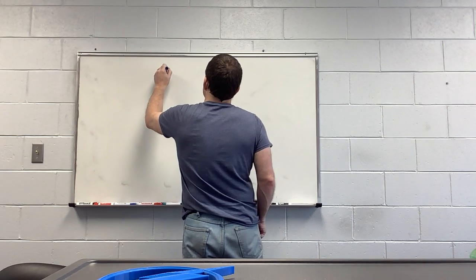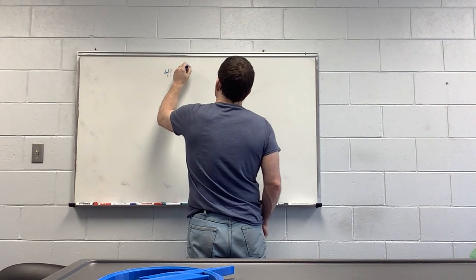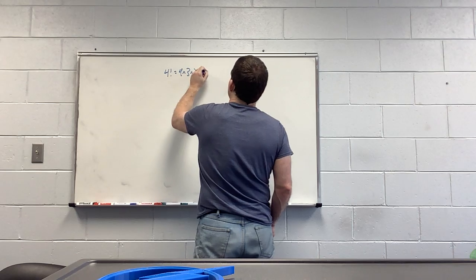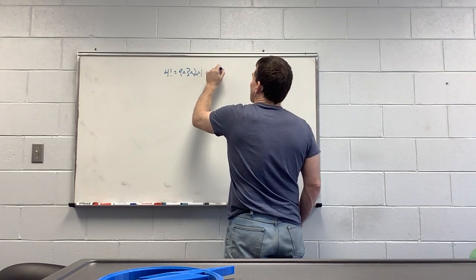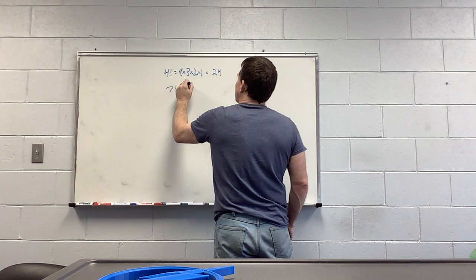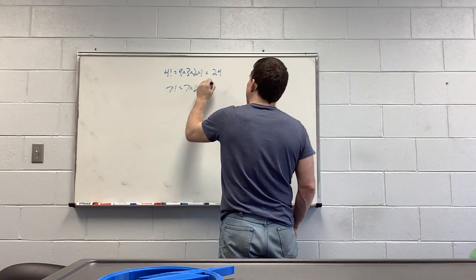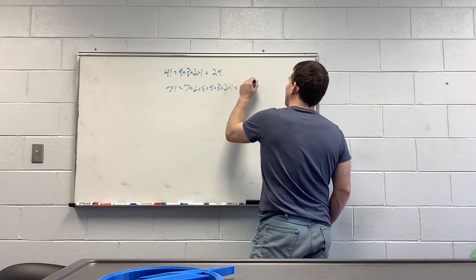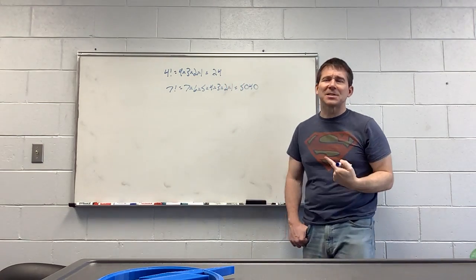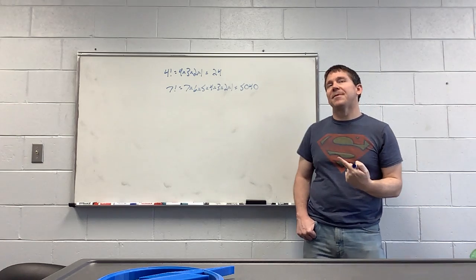idea is 4 factorial is 4 times 3 times 2 times 1. You multiply all the numbers from n down to 1. So this is 24. 7 factorial is 7 times 6 times 5 times 4 times 3 times 2 times 1, which is 5,040. And obviously, these get really big really fast.